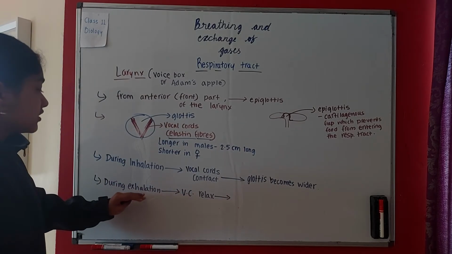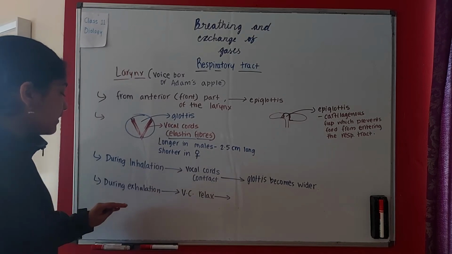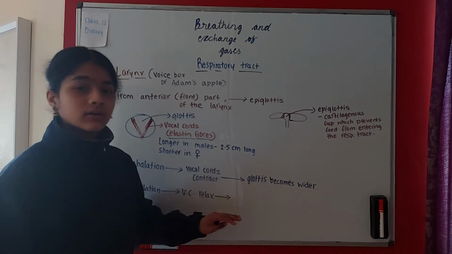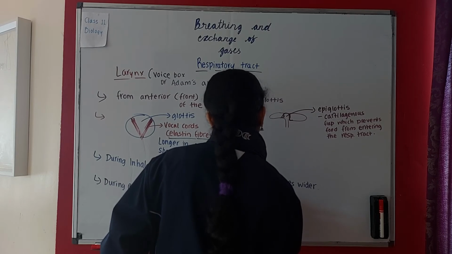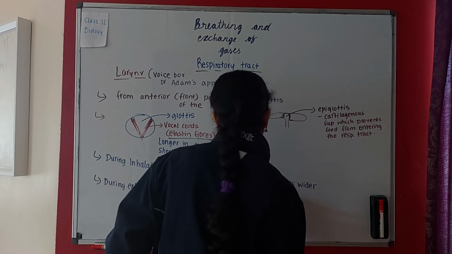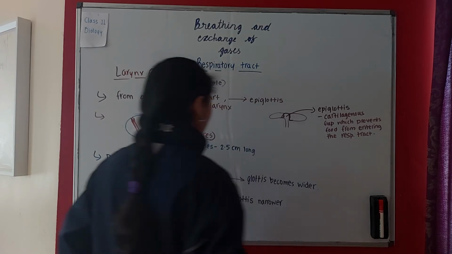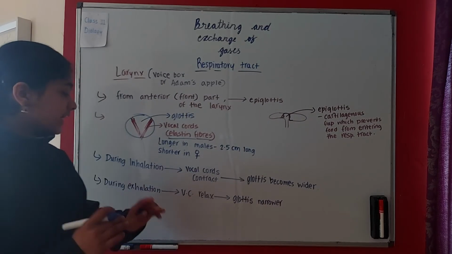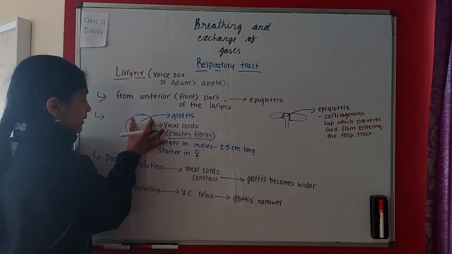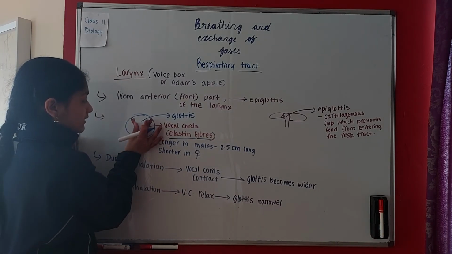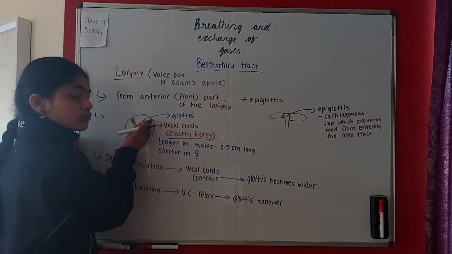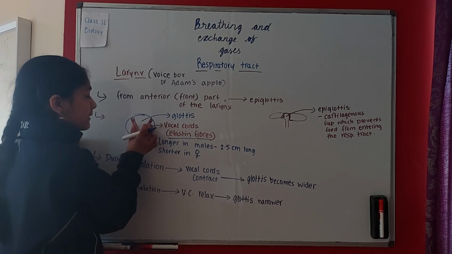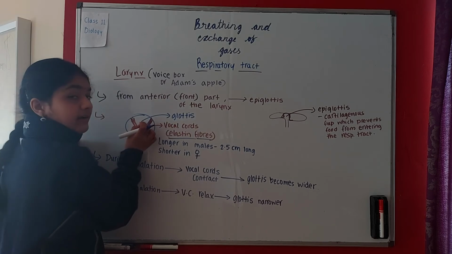So during exhalation when we breathe out the air, that time vocal cords relax, and at this point of time the glottis becomes narrower. Now when this glottis becomes narrower, these vocal cords relax, they come like this, and these two vocal cords come near and the glottis becomes too much narrower. Then what happens is the two vocal cords vibrate.